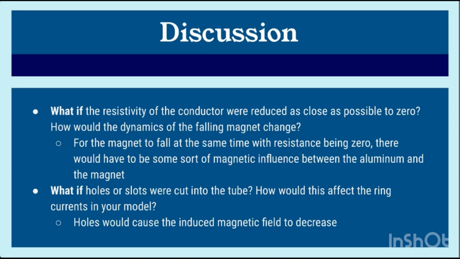The next question asks, what if holes or slots were cut into the tube? How would this affect the ring currents in your model? Having any sort of hole or slit cut into the tube would cause the induced magnetic field to decrease.